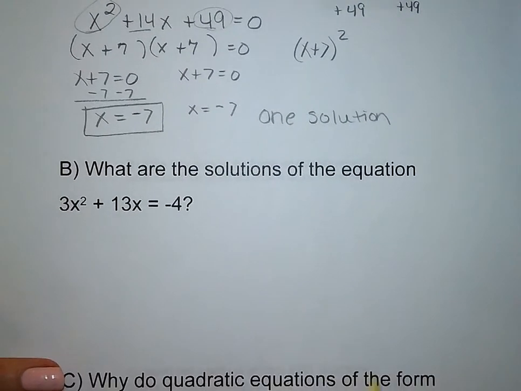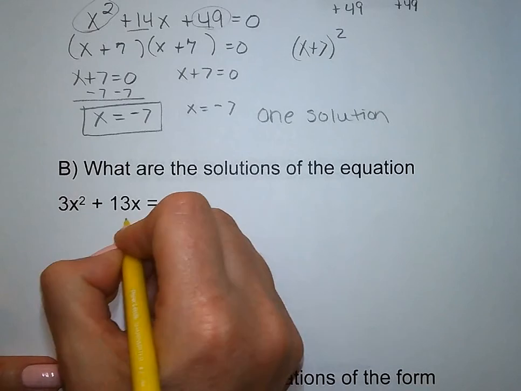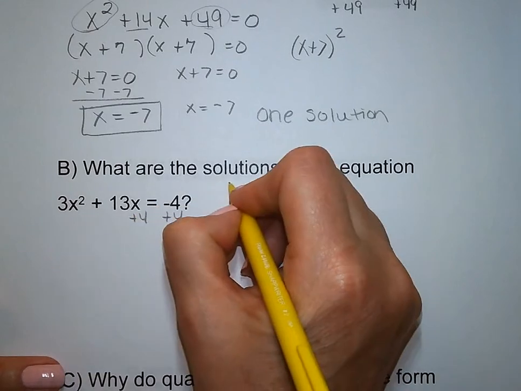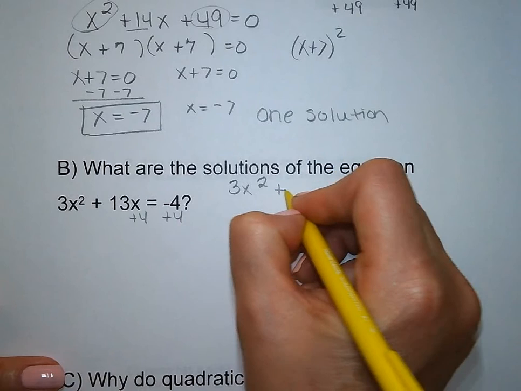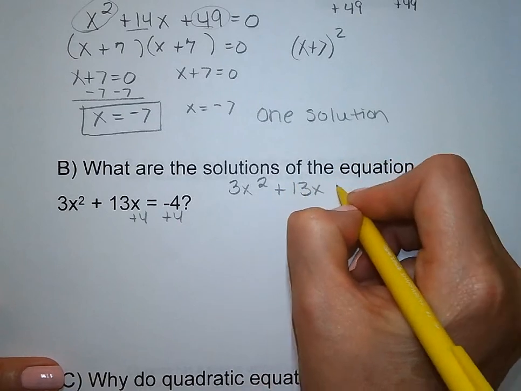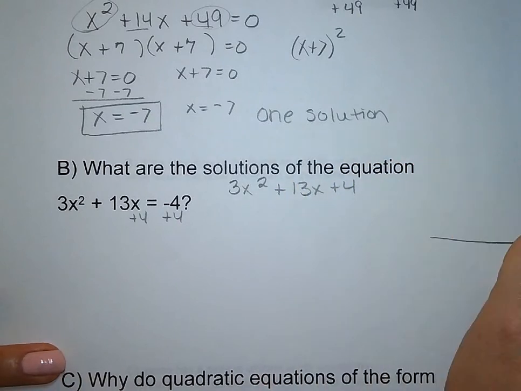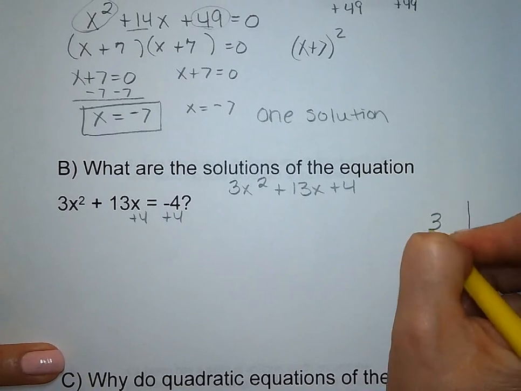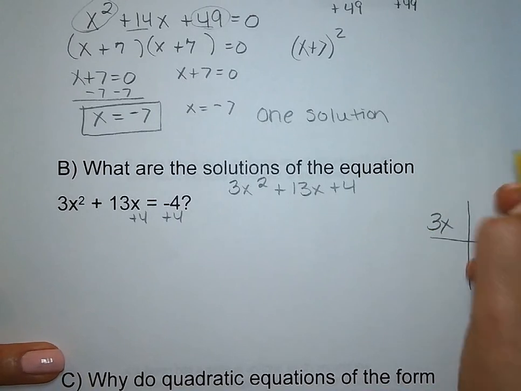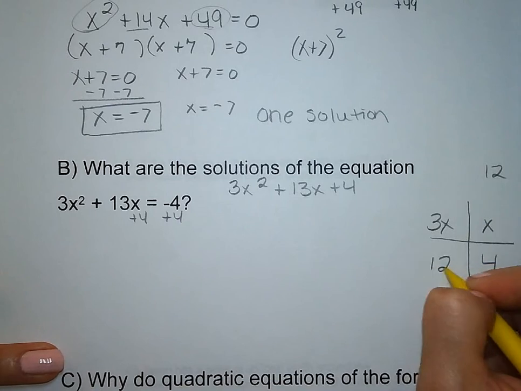All right. Letter B, we've got, what are the solutions? We need to add 4 to both sides. So we have 3x squared plus 13x plus 4. And we are looking for factors of 12 that are going to add up to 13, and that's pretty easy. It's just going to be a 12x and an x.